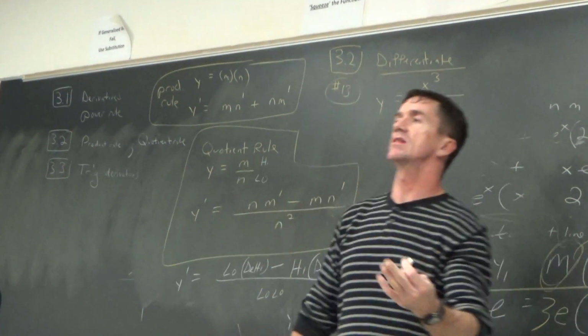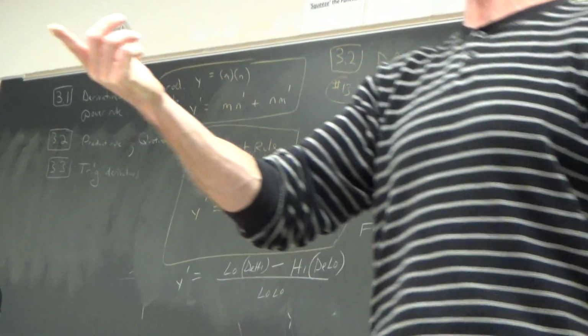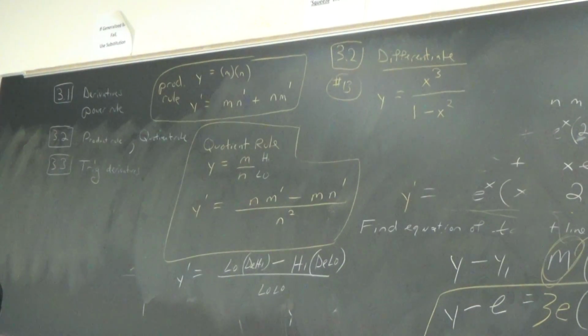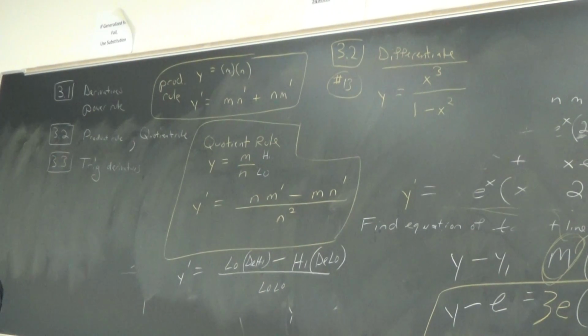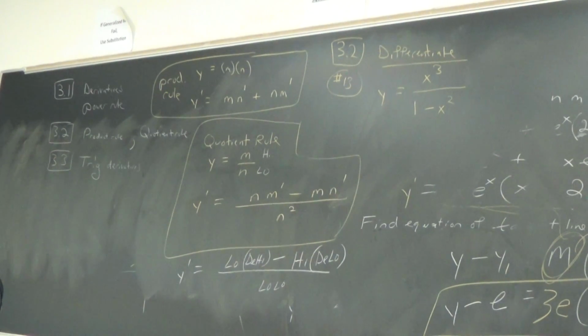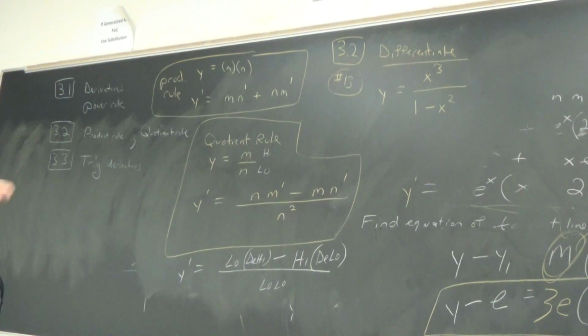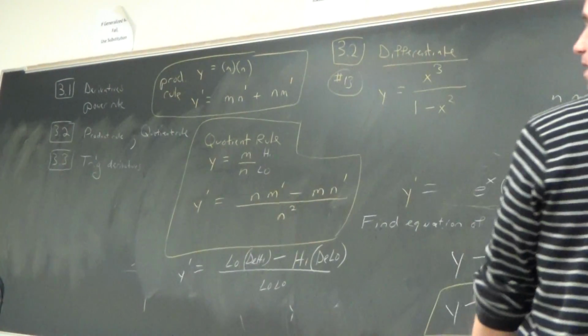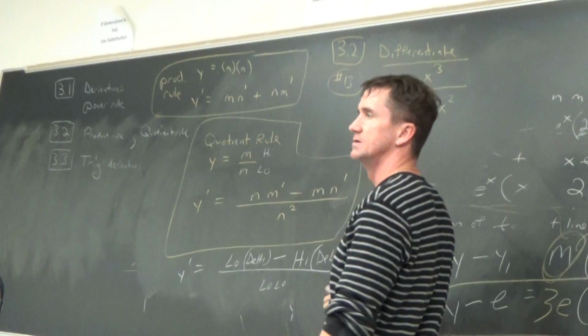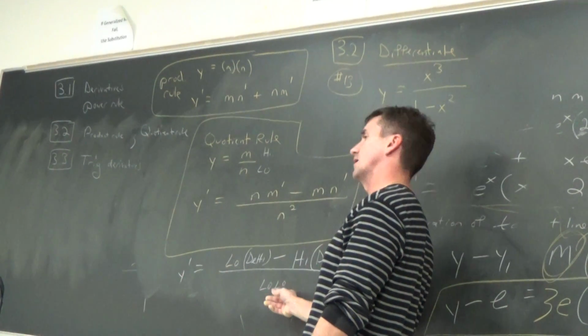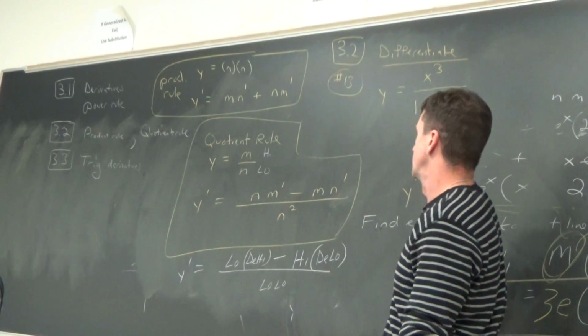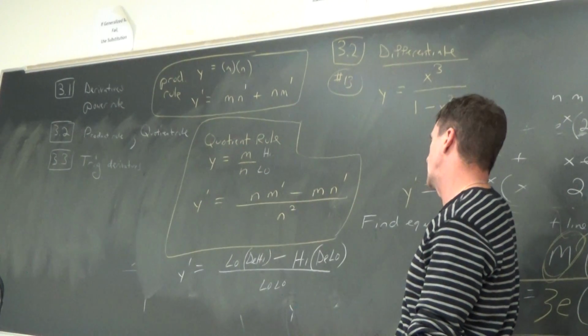It's a phrase that's easy to remember. It's like SOHCAHTOA, or like "all students take crack." It's like that. So it's low D high minus high D low over low low. It's like the seven dwarfs. Low D high minus high D low.